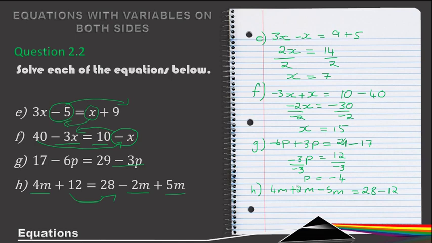Now just adding my like terms, I've got 4 plus 2 is 6, minus 5 is 1. So this is just m. And then on this side we have 28 minus 12, and that is equal to 16. So m is equal to 16.